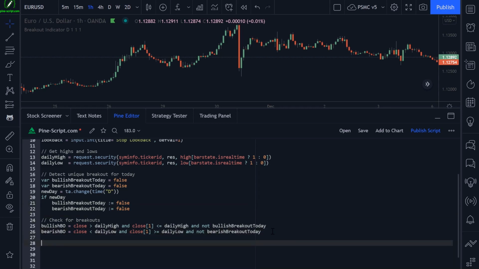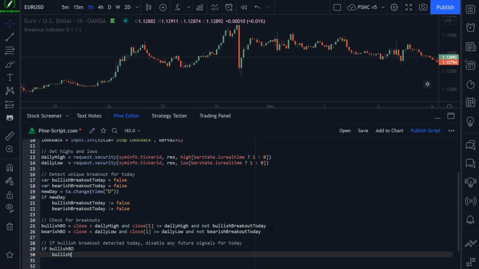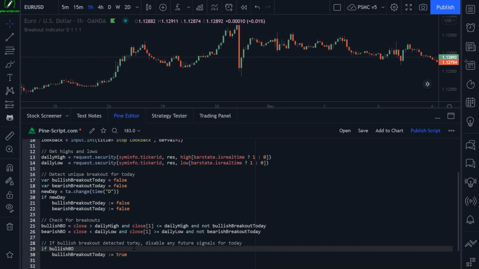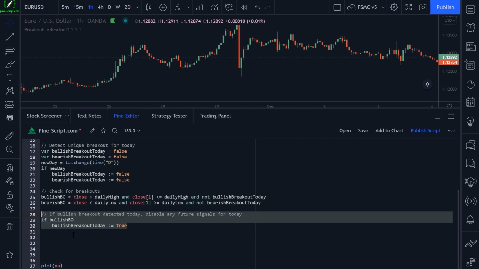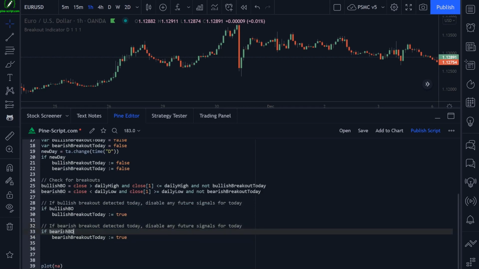All that's left to do now is check if we had a bullish breakout detected today, then disable any future signals for today. So here we check if bullish breakout, then bullish breakout today is set to true. So we have had a bullish breakout today, and we do not want to detect any more later on in the day. Now I can copy this code and change everything to bearish. And there we go. We're doing pretty much the same thing here, just with our bearish breakouts and bearish breakout today flag.